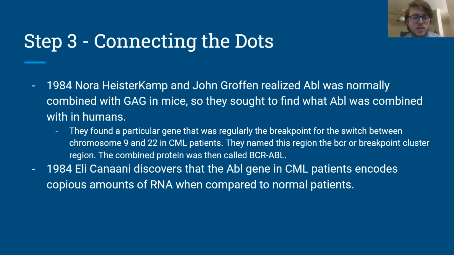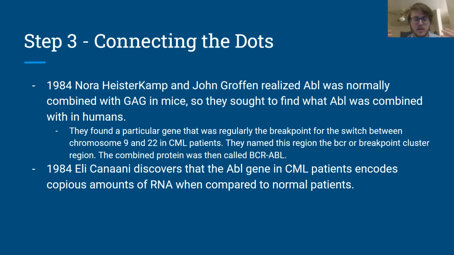Now here's the last portion of connecting the dots. A year later, Nora Heisterkamp and John Groffen, the same ones who were researching the translocation between 9 and 22 using the ABL probe, sought to find out what is combined with ABL in humans, because in mice you have GAG-ABL. It's a combined protein. In humans, what they found is that there's a particular region in CML patients where it would break, or where it would translocate.